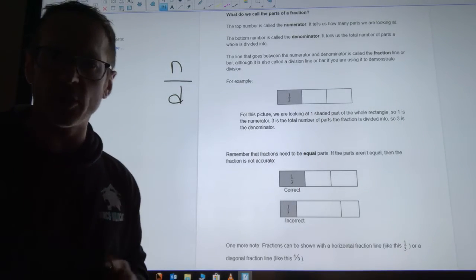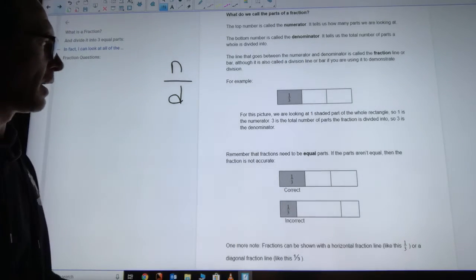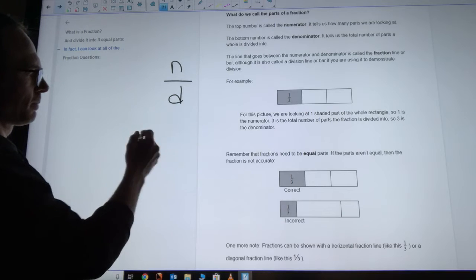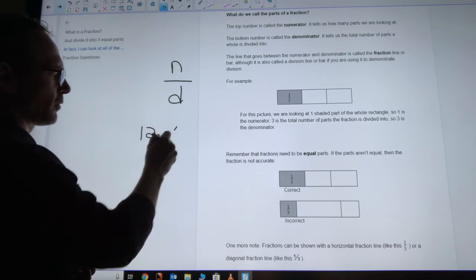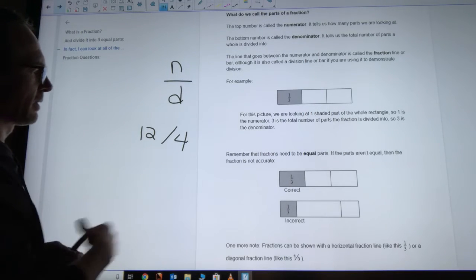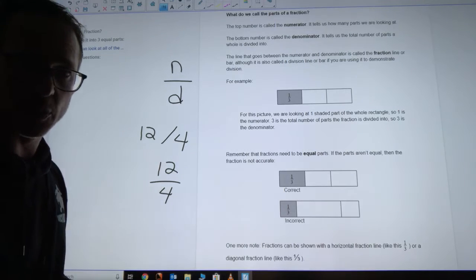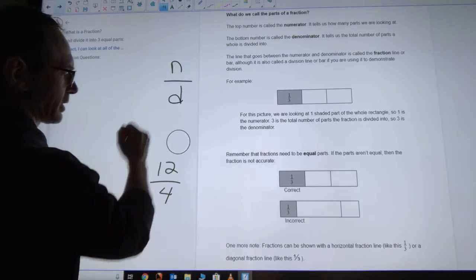And so you guys may have noticed when I was giving back some of your dividing stuff, I would say, well, if you have 12 divided by 4, I would write it like that, right? So it's another way of showing division. We could also show it this way, 12 divided by 4. In this case, we're using it to show fractions.